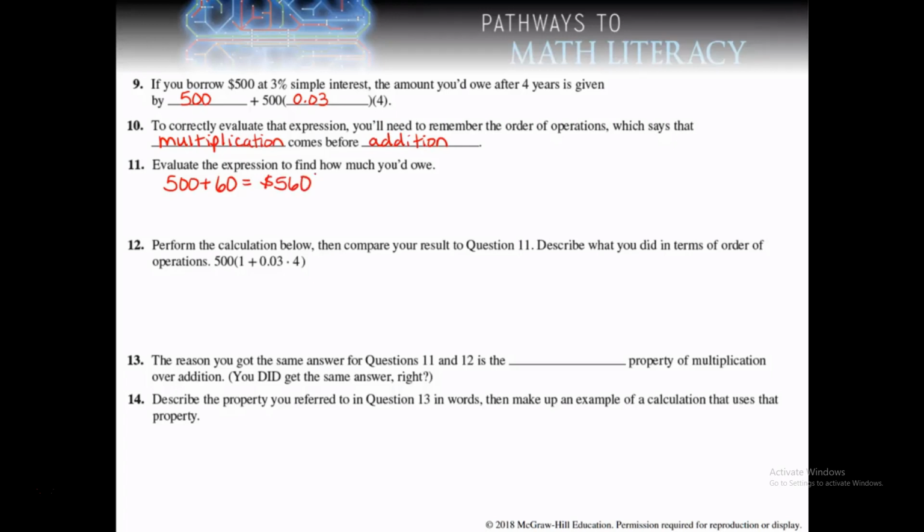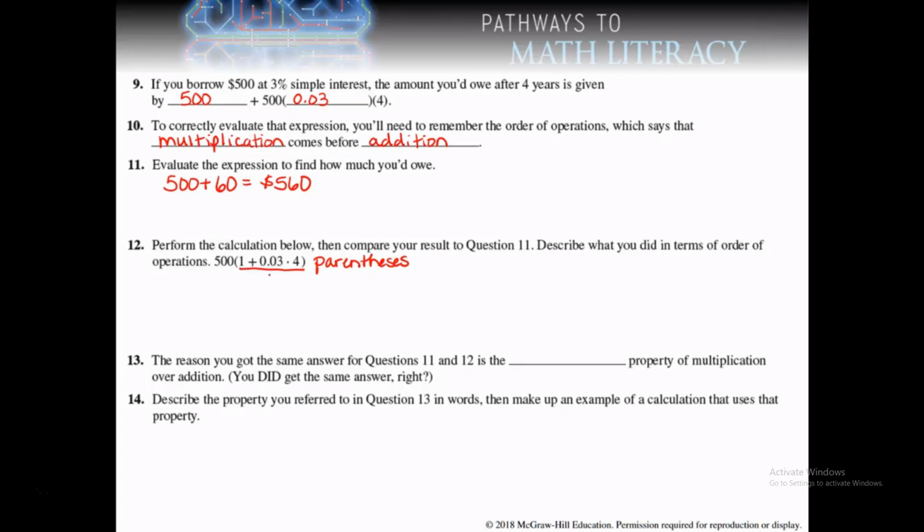In 12, we have something written a little bit differently, 500 parentheses 1 plus 0.03 times 4. So this wants us to calculate that and then describe the order of operations that we used. Well, first of all, you need to look at what's in the parentheses. And then inside the parentheses, we need to think about order of operations again. Order of operations says, once you're looking inside the parentheses, exponents, then multiplication and division, and then addition and subtraction. So we need to deal with the multiplication first.